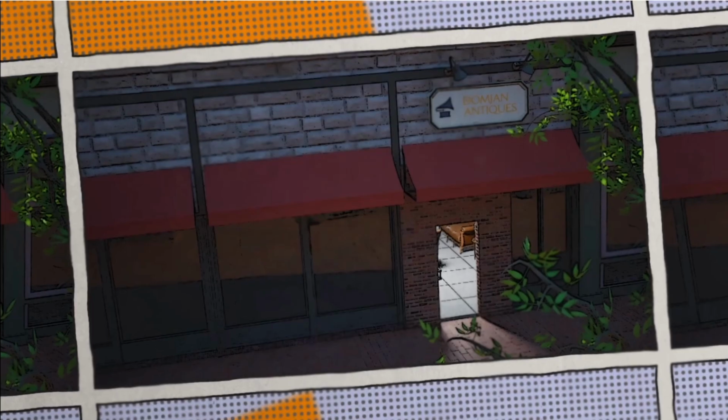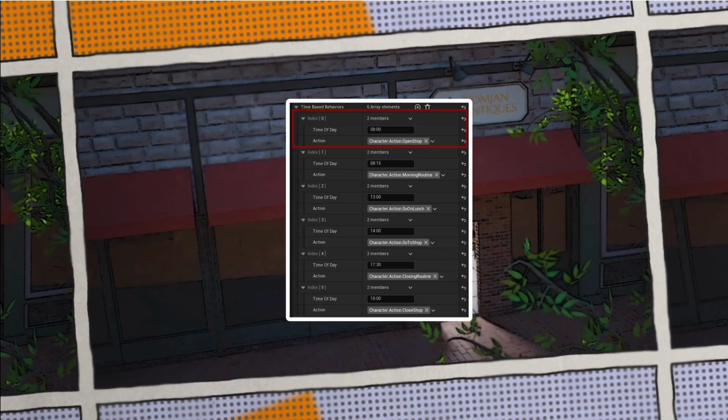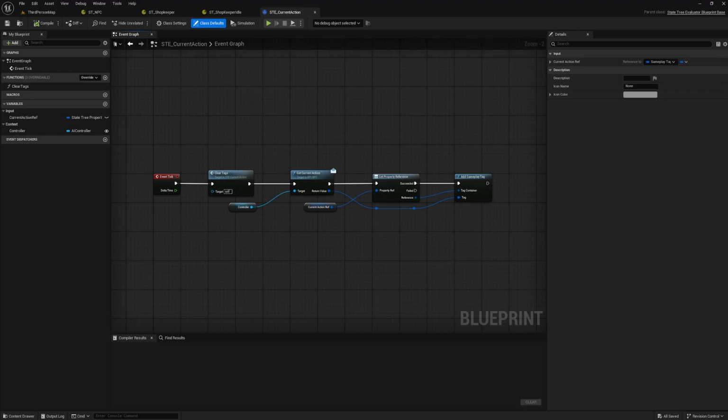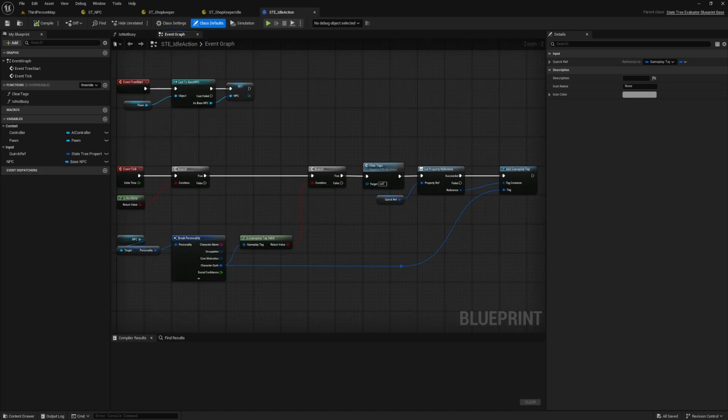Let's see how all these systems work together by following Morton through part of his day. The time-aware component triggers OpenShop at 8 a.m. The state tree executes this action with Morton's personality influencing how he performs it. When no action is scheduled, he defaults to quirk-driven behaviors.